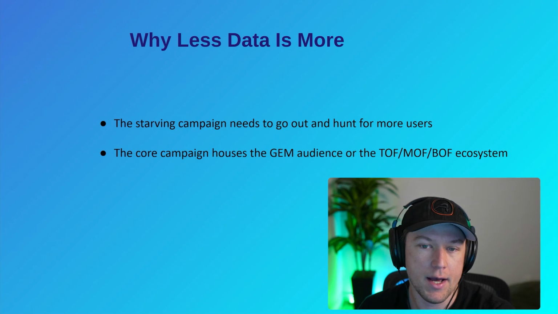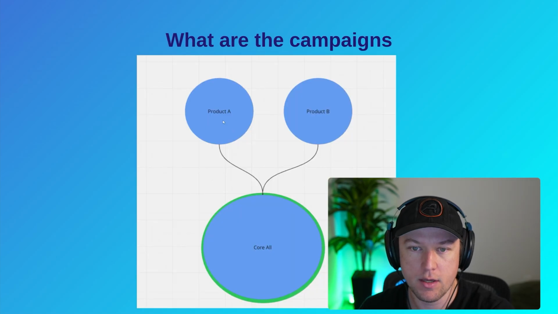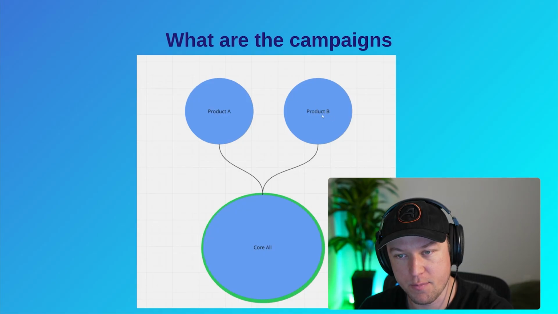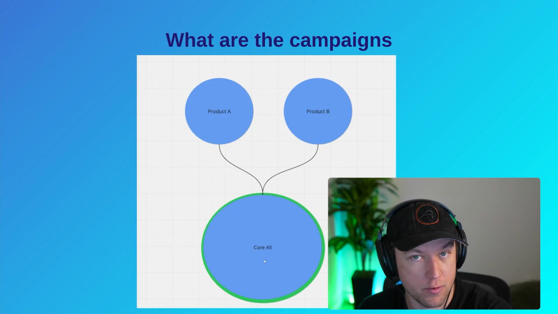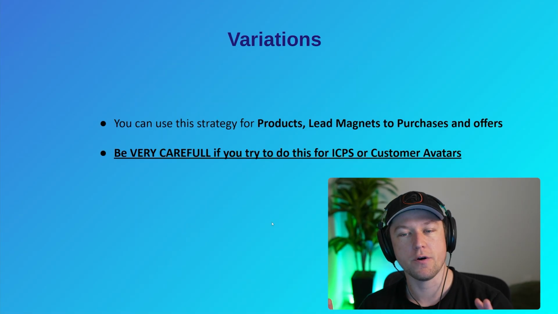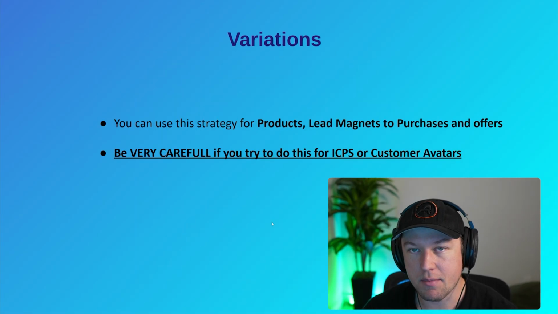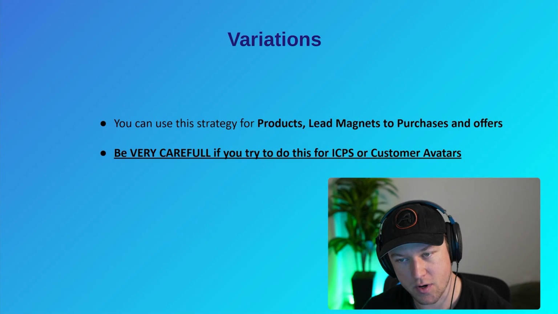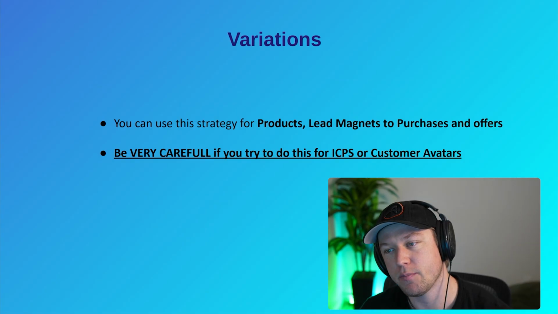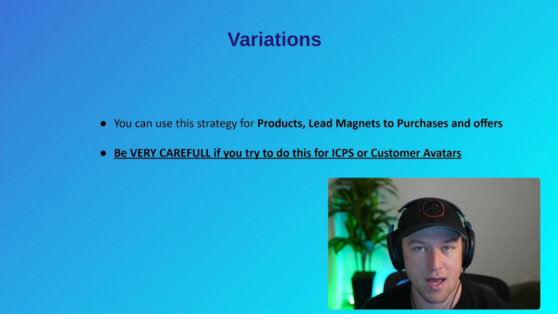with creative. A quick side note too on creative is that we would only have product A creative in here, product B creative in here, but then all the creative in here. So we can have duplicate creative across these. So this would have everything. You can use this same kind of concept for not just products, but you can do, like I said earlier, lead magnets to purchases, to offers, to bundles, things of that nature.